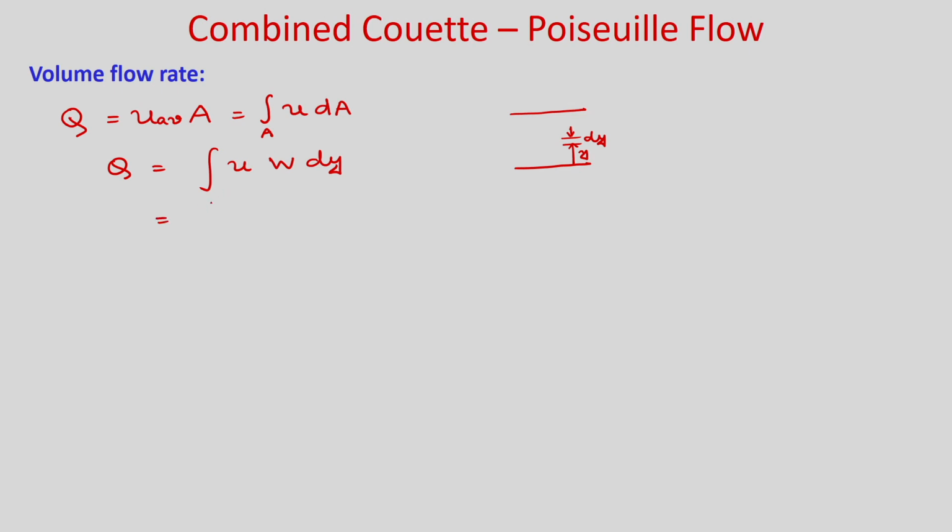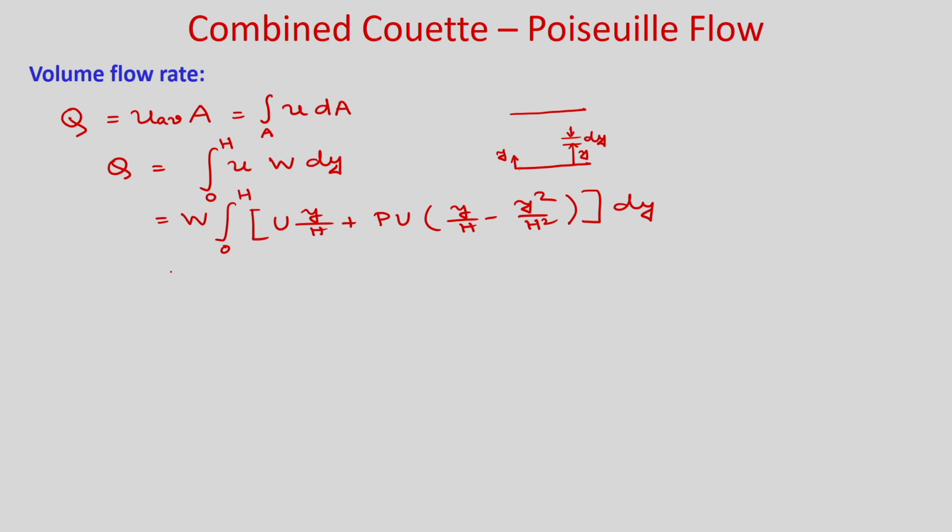So, now we know the velocity profile, and in the integral y is varying from y is equal to 0 to h. Okay. Now, you put the velocity profile u into y by h plus p u into y by h minus y square by h square, dy, and as w is constant you can take it outside the integral. So, you can write w.